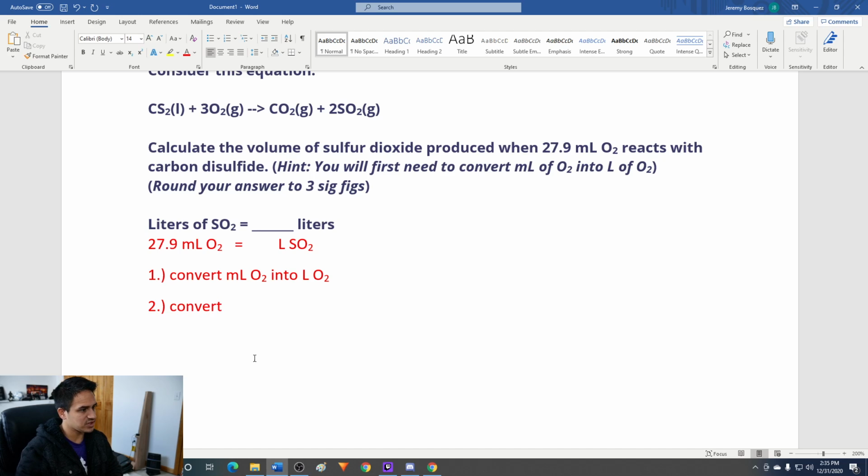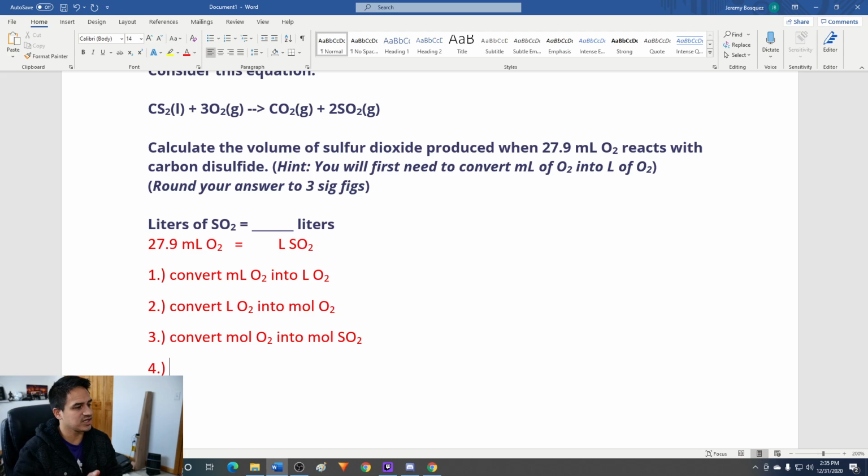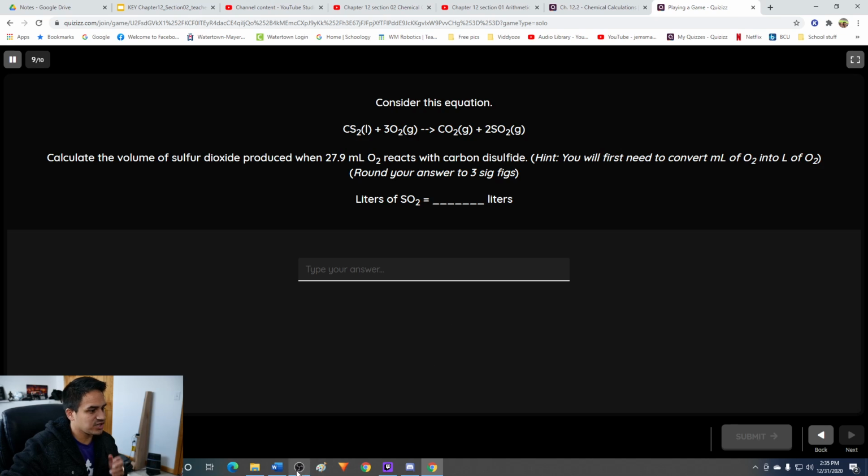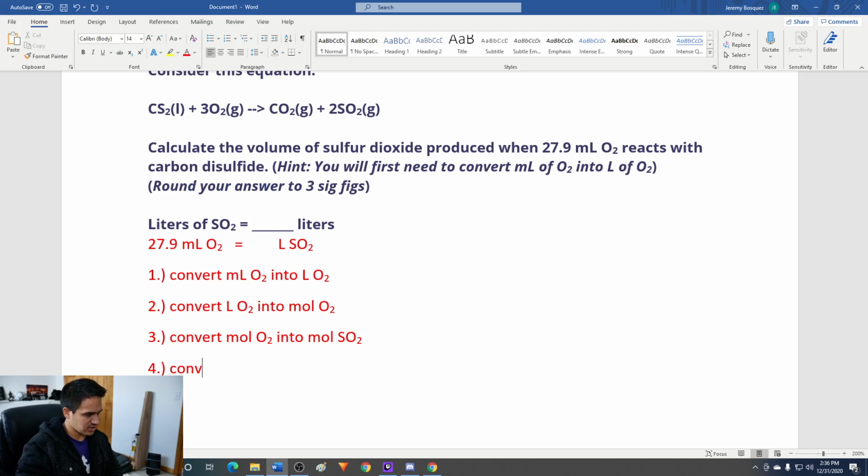Step 2 is convert liters of O2 into moles of O2. Then from here, we're going to go from moles of O2 to moles of SO2. Then step 4, it does say calculate the volume of sulfur dioxide. Let's just make sure. Okay, they do want volume in liters, which means that our last step is going to be convert moles of SO2 into liters of SO2. So it's going to be kind of like 4 steps.